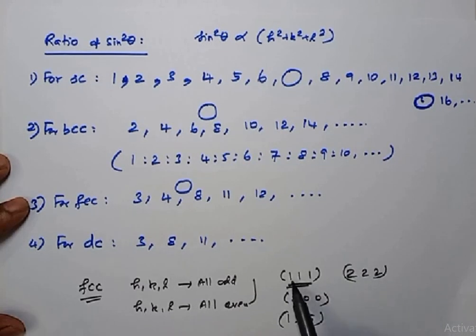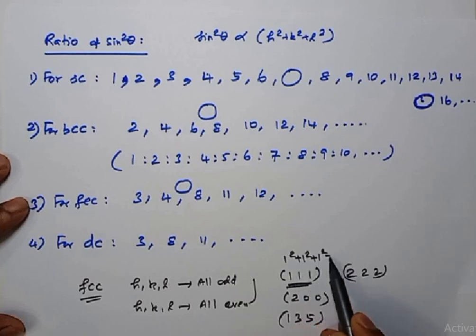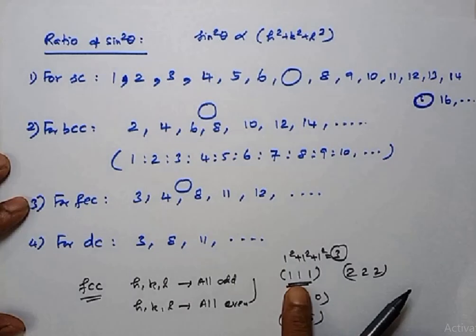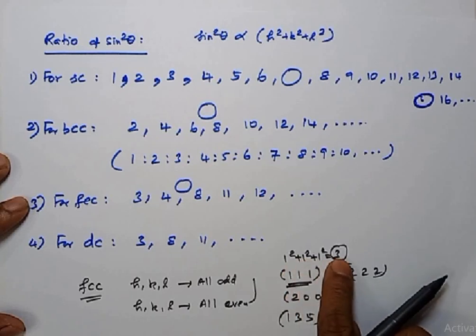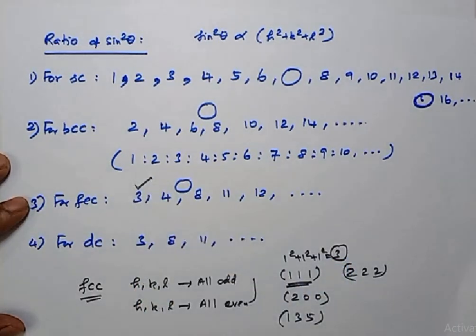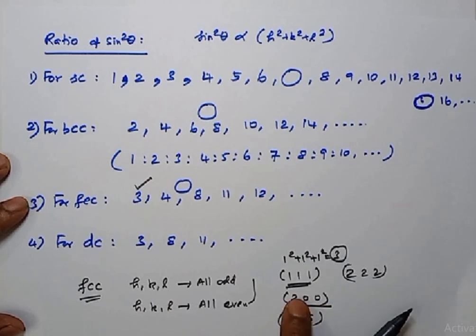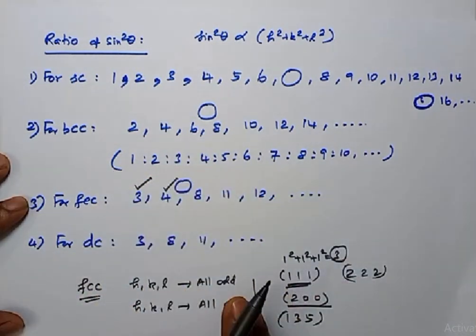Now listen. You take the square of these numbers and take the sum: 1 square plus 1 square plus 1 square, we get 3. Am I right? For this plane, 1 1 1, take the squares of these numbers, h square plus k square plus l square, then sum up. You'll get the answer as 3, correct? Yes, sir. So we will get a peak at 3k. Then take this one, 2 square plus 0 square plus 0 square. What we get? 4. You won't get signal at 7 for cubic crystals, so leave it.